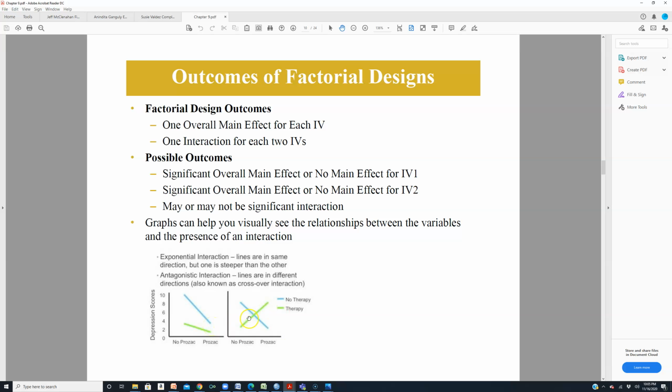In this particular circumstance, I'm seeing no therapy and no Prozac, depression was high. And I'm seeing in no therapy with Prozac, depression was low. And for the therapy, no Prozac, depression was low, but with Prozac, depression was high. And so either one of these can represent an interaction. This is a spreading interaction. This is a crossover interaction. We'll talk about that in just a second.